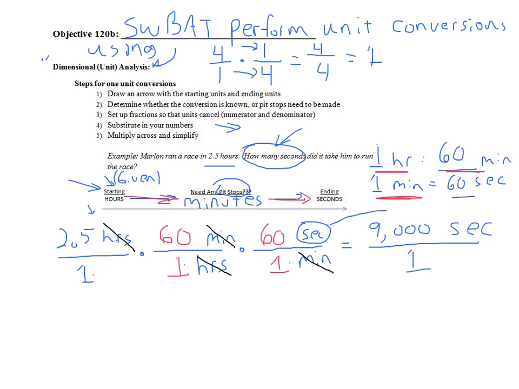Do we have any units left down there? The answer is no, because hours and minutes both canceled. So we could show this as 9,000 seconds over 1, or we can just show it as 9,000 seconds. Okay? Alright, let's go into a couple more examples.